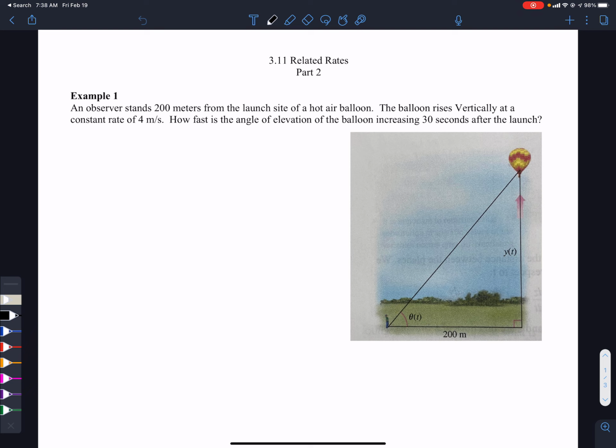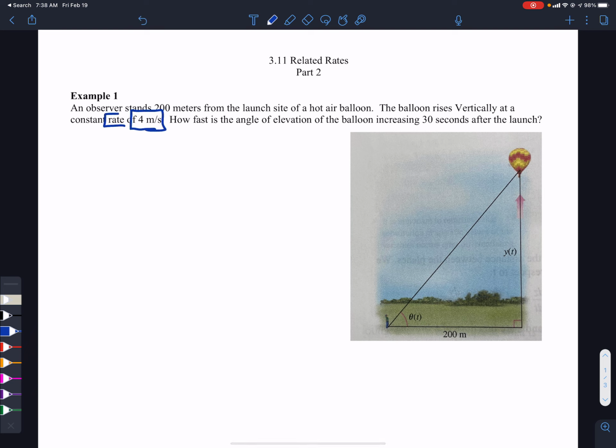So example 1, you have an observer right there, and he stands 200 meters from the launch site. The balloon is launched from this point. And you have a hot air balloon, and the hot air balloon rises straight up vertically at a constant rate of 4 meters per second. So let's take a look at that.